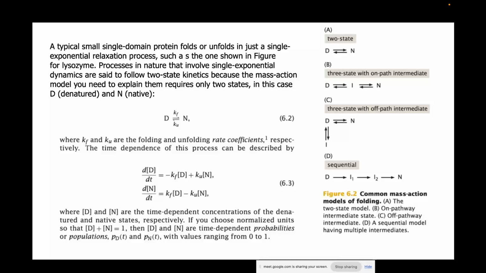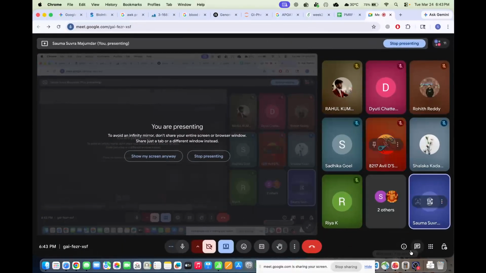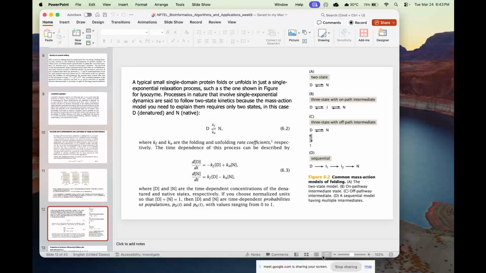But the idea is that generally a protein would like to move in terms of its energy. It would like to move from an unfolded to a folded state. Okay.